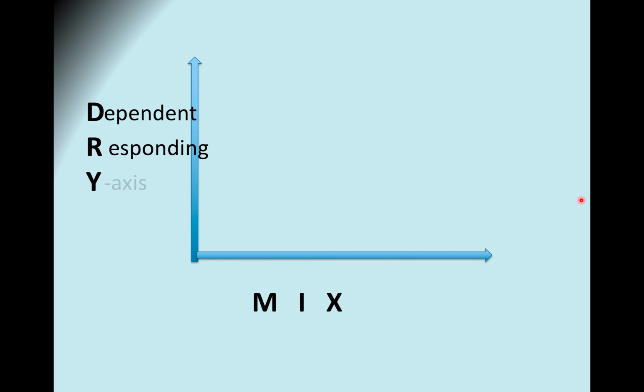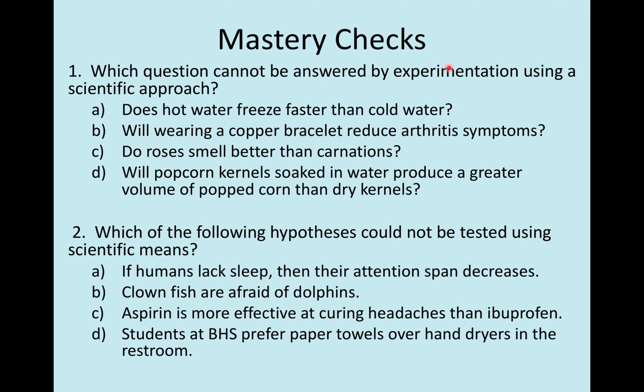Now when we draw a graph, there are important things to know. You may have heard of DRY MIX before, D-R-Y-M-I-X. D stands for dependent, responding, and y-axis. And then M stands for manipulated, independent, x-axis. This is how I remember which one's on which axis. Whenever we graph something, it always has a title up here, and an easy title to put down is the y versus x, whatever's on the y-axis versus whatever's on the x-axis.